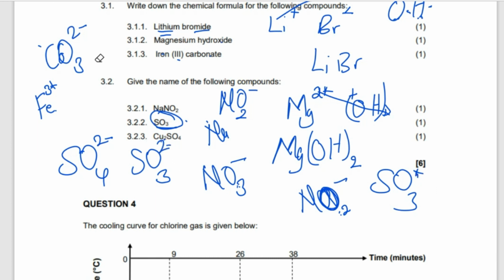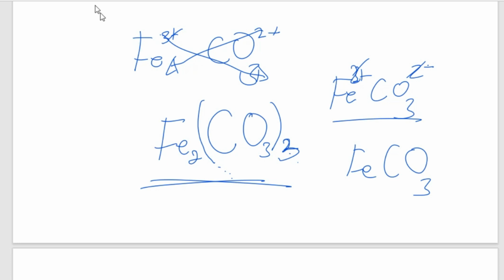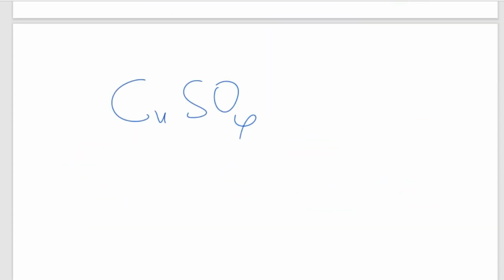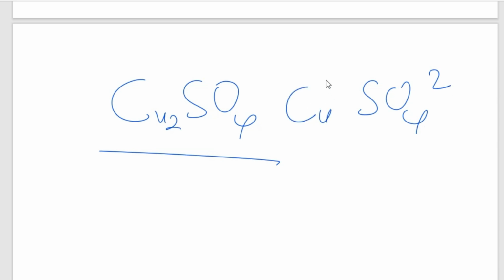And then this is copper. Now look at this. Someone is going to say that this is copper. How do you read this? You're going to find someone saying that this is copper 2. No, this is not copper 2 sulfate. Remember, sulfate is like this, and the copper is like that or like that.